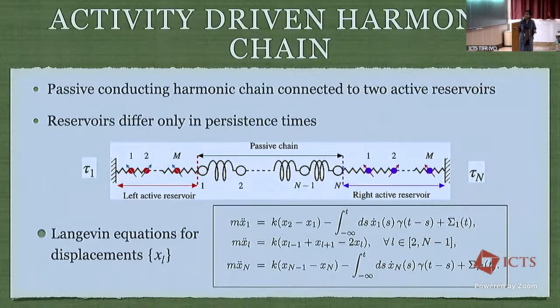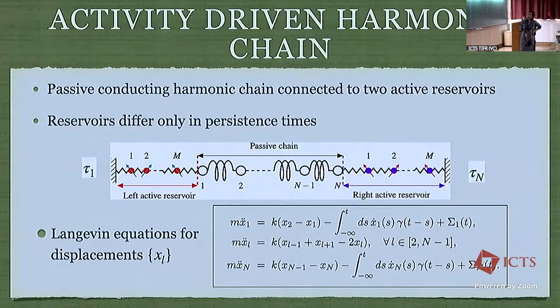So now we come to the main question. Now we are ready to tackle it. We have an extended system. This is my passive chain. We connect one such active chain to one end, the other one to the other end. So tau 1 and tau n are different. This is now my drive. Two active chains, one with persistence time tau 1, the other with persistence time tau n, and we are going to ask what kind of current is flowing through the system.